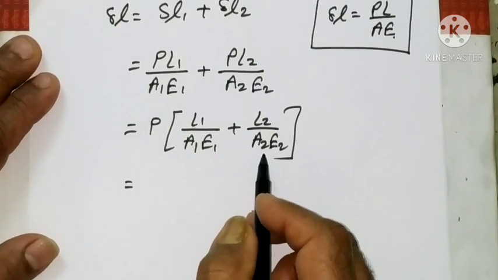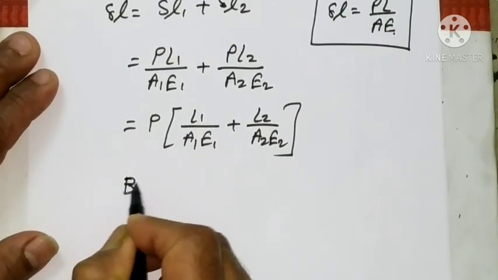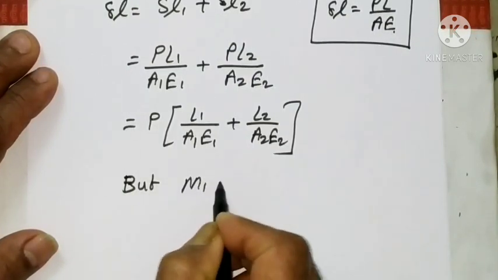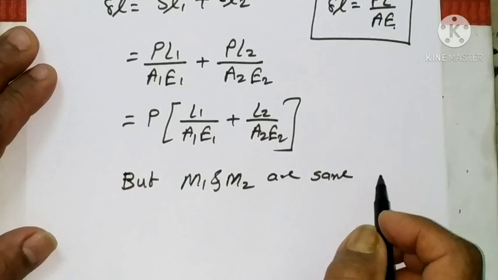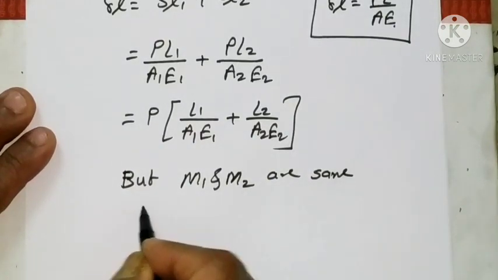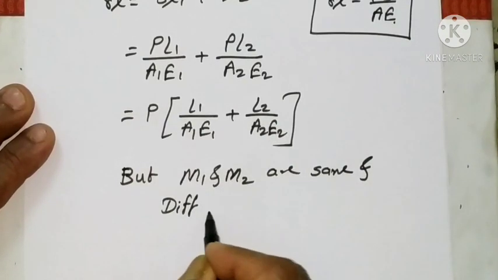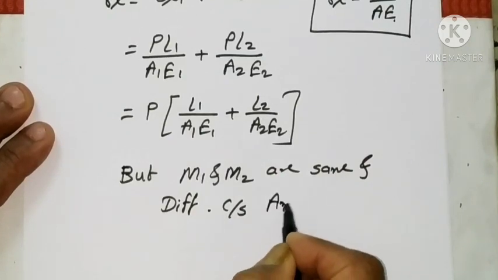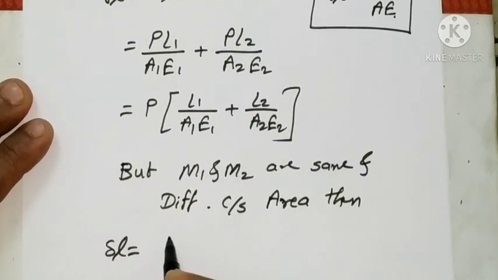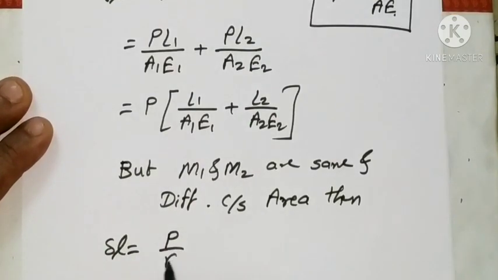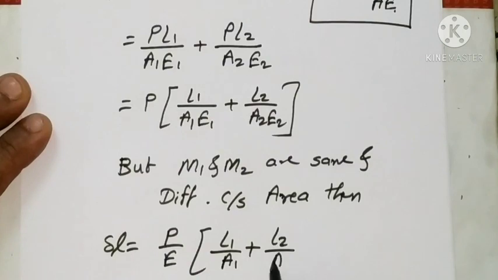This formula is applicable when materials M1 and M2 are different. But if material M1 and M2 are same but different cross-sectional area, then delta L is equals to P upon E into bracket L1 upon A1 plus L2 upon A2.